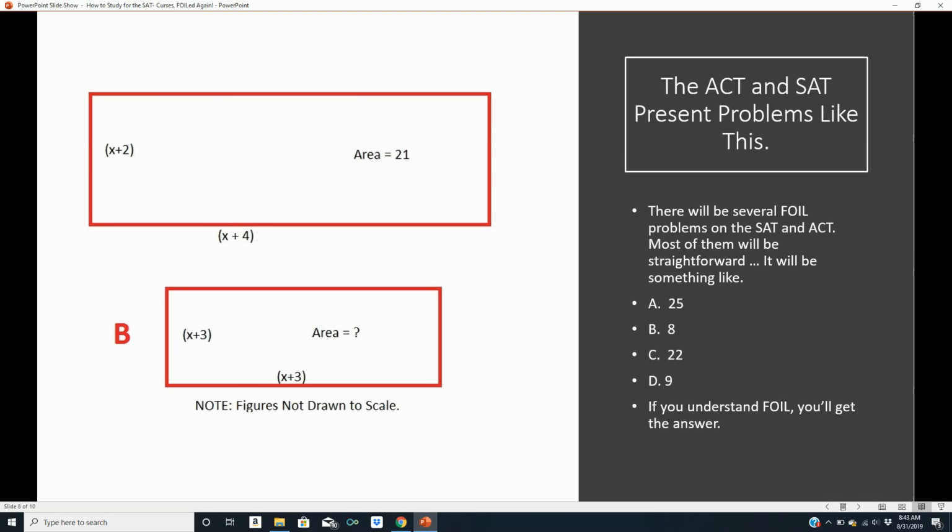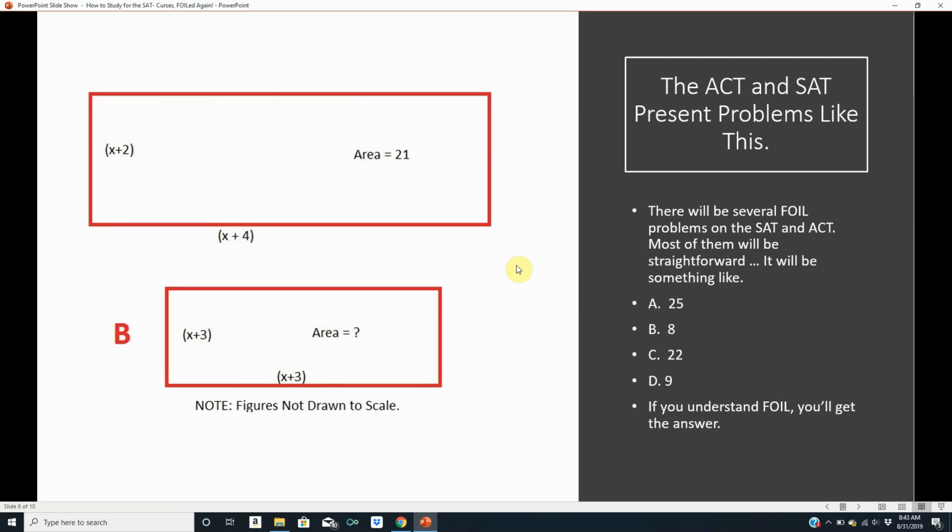There'll be several FOIL problems. Most of them will be pretty straightforward, but some of them will be something like this, which is pretty hard to do if you don't know how FOIL really works, if you don't know, maybe I just need to FOIL this out rather than trying to use some other way to solve it. So here we have a rectangle where this is x + 2, and this other side is x + 4, and they're telling you the area is 21. And now they want you to figure out the area of the second rectangle where the sides are both x + 3, so it's really a square.